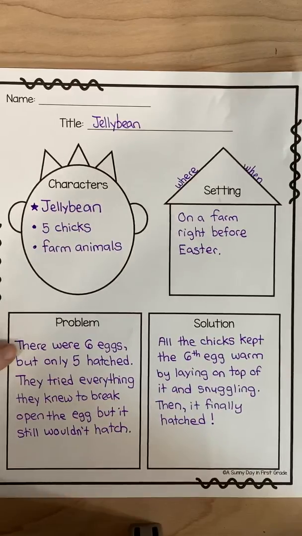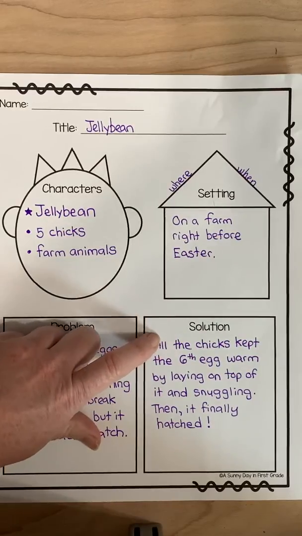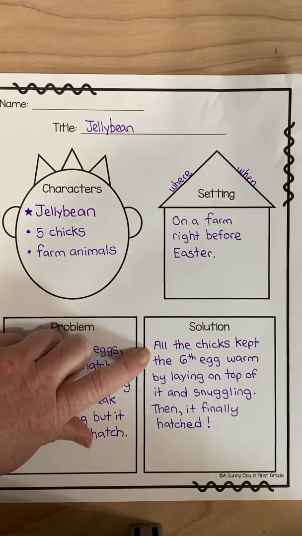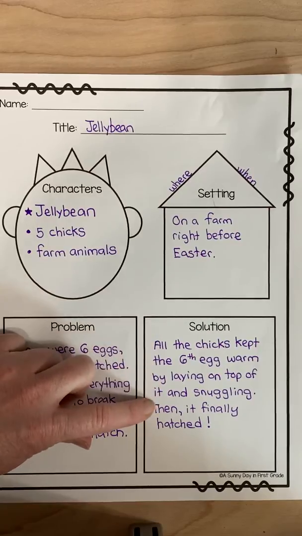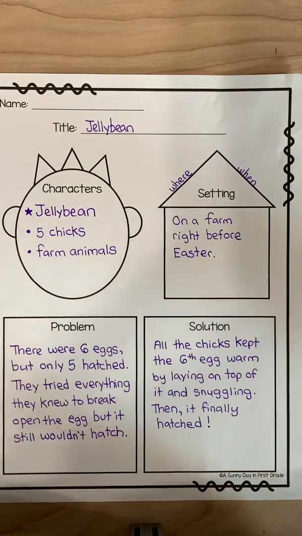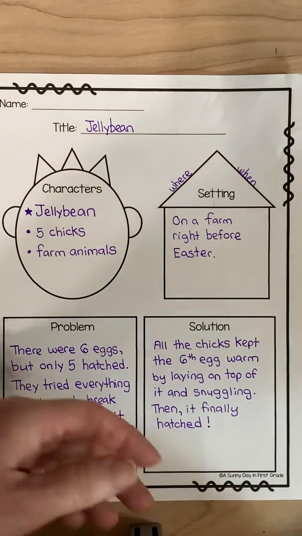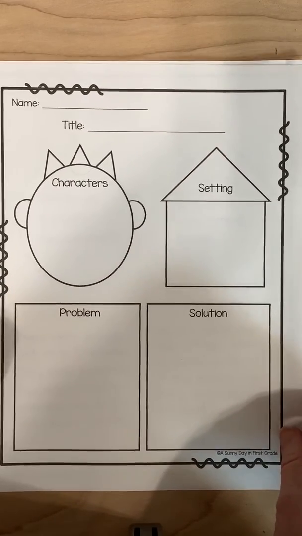I stated the problem that there were 6 eggs, but only 5 hatched. They tried everything they knew to break open that egg, but it still wouldn't hatch. The solution, remember how it got solved, was that all the chicks kept the 6th egg warm by lying on top of it and snuggling. Then it finally hatched.